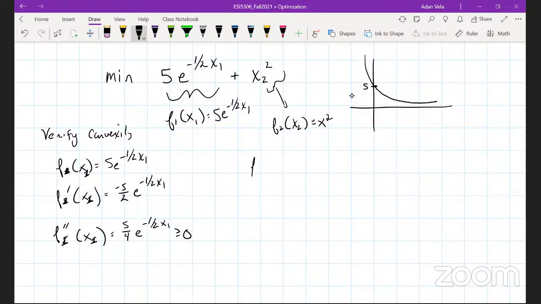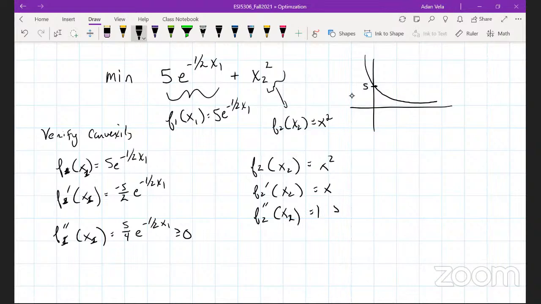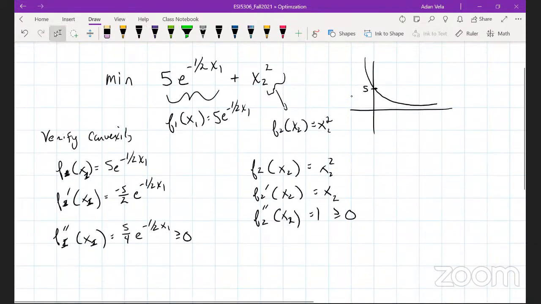We can go through a similar process with the second separable function, where we take the first derivative, we get 2x2, and then we take the second derivative, and we get 2. And clearly that's always greater than or equal to 0. So the separable function, x2 squared, is also convex. But we could tell that visually, and if we were to plot them, we'd go, oh yeah, that definitely looks convex.